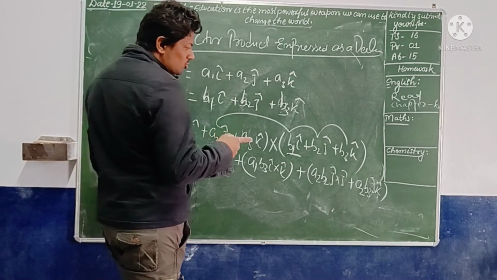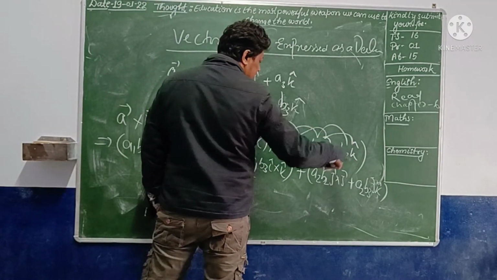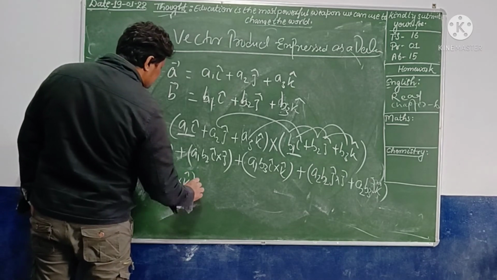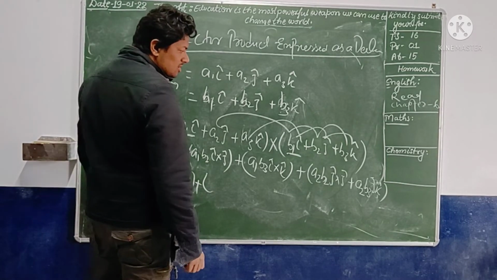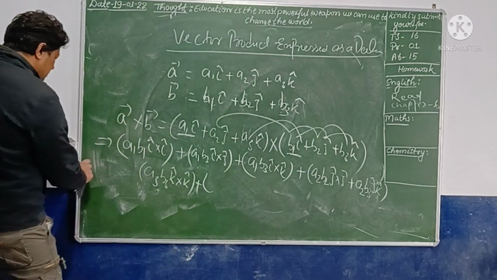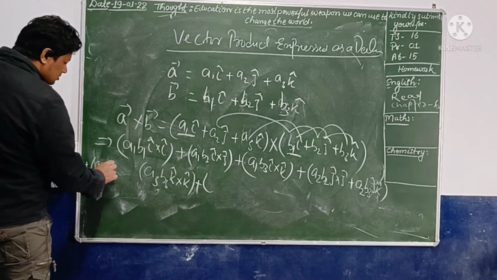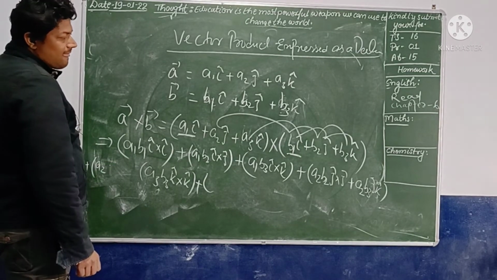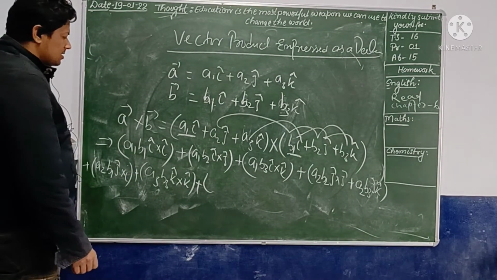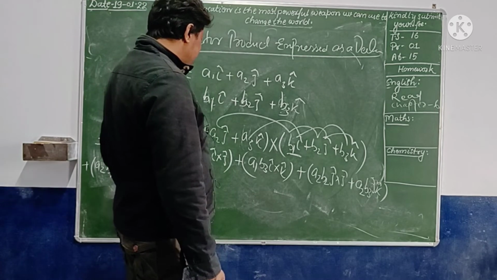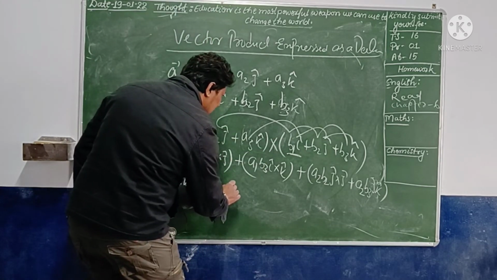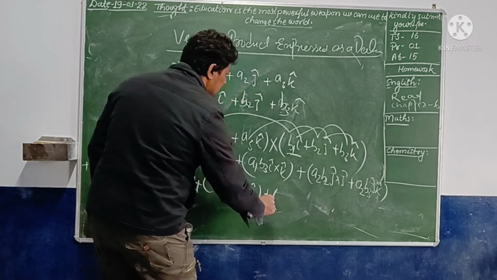A3 B3 K cap cross K cap, plus the first one, the second one, plus A2 B1 J cap into I cap, plus A3 B1 K cap into I cap, plus A3 B2 K cap cross J cap.